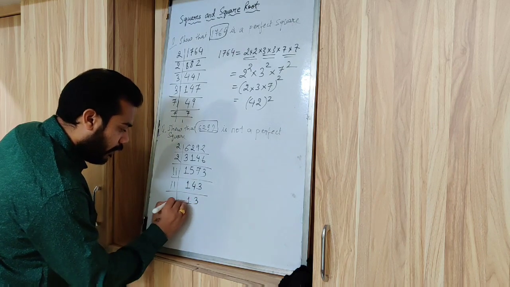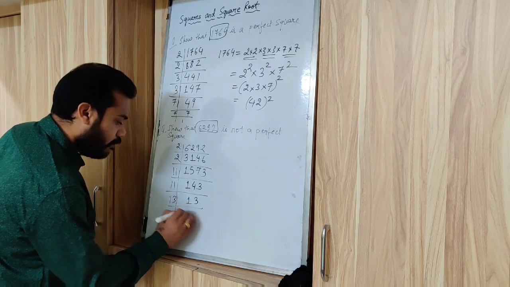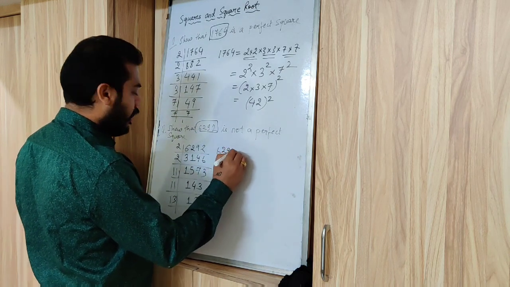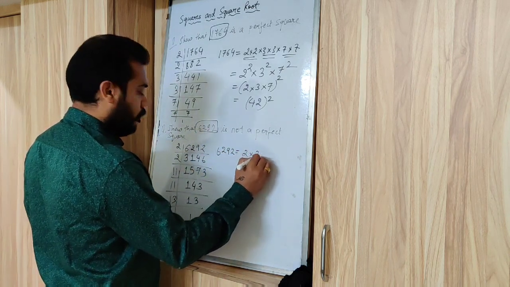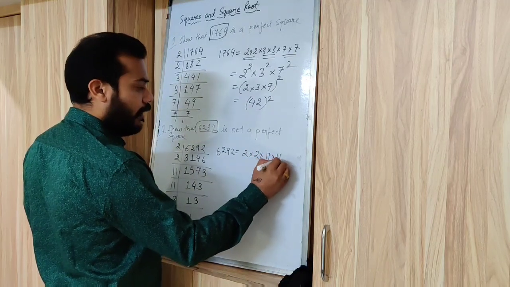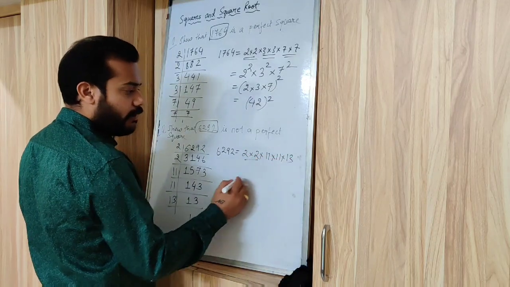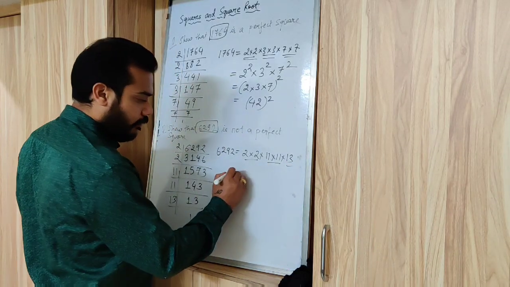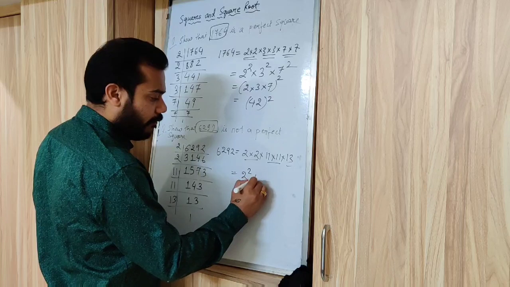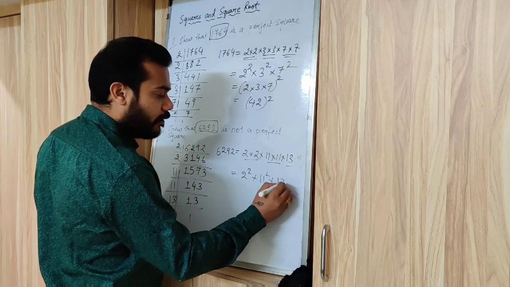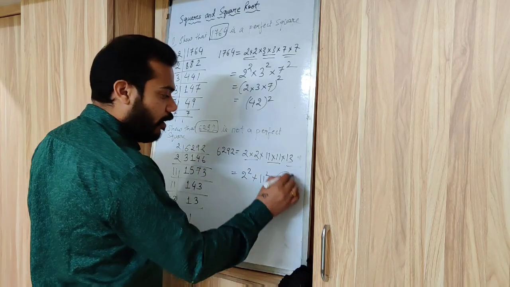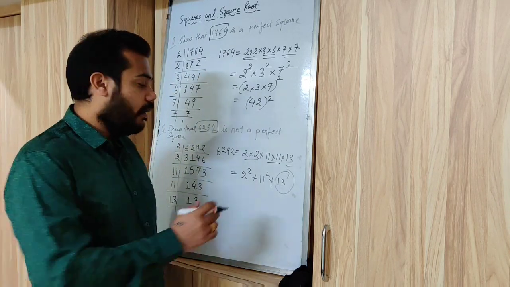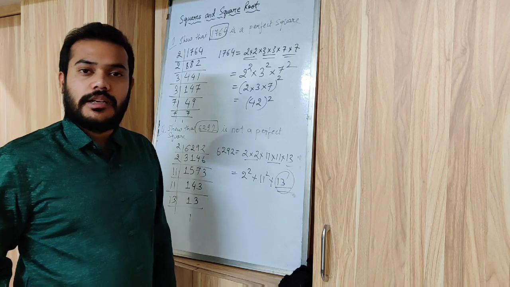1 and 3, and 13 is a prime number. It is divisible by 13 only. So the factors of 6292 are 2 into 2 into 11 into 11 into 13. 2 comes in a pair, 11 comes in a pair, but 13 is a single. We can write this as 2 square, 11 square and 13 single. So 13 comes in a single form, we have not found a pair of 13.